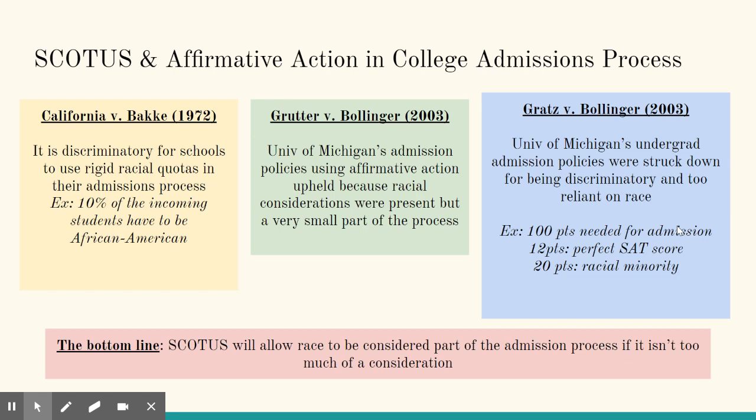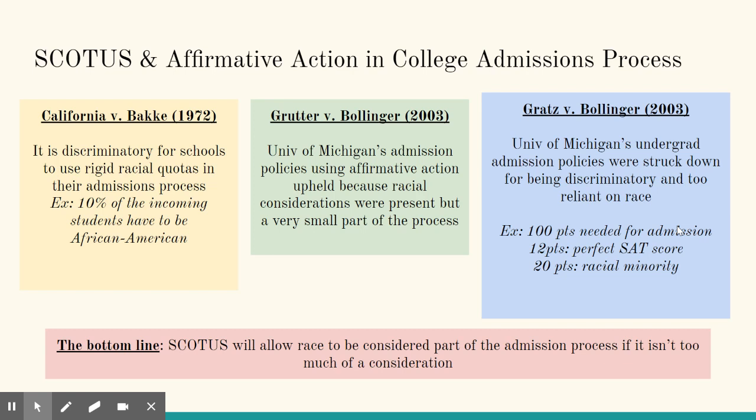For example, the University of Michigan set up for undergrads a system where every piece of your academic portfolio was worth a certain amount of points. Your GPA was worth a certain number of points, your class rank, your number of activities, whether you held leadership positions, everything. If you achieved 100 points on the University of Michigan scale, you were offered a place in the class.